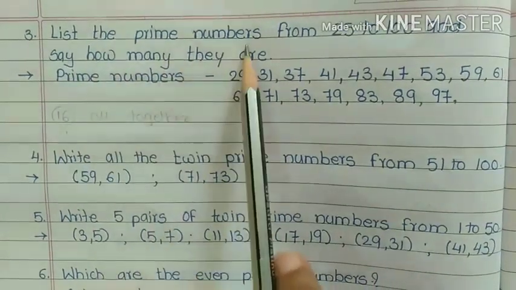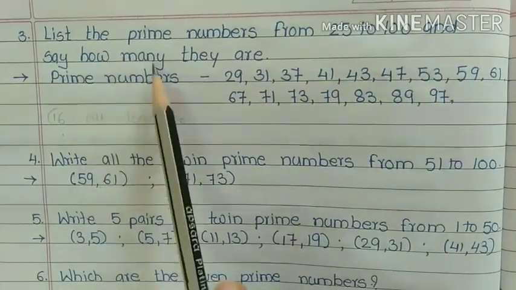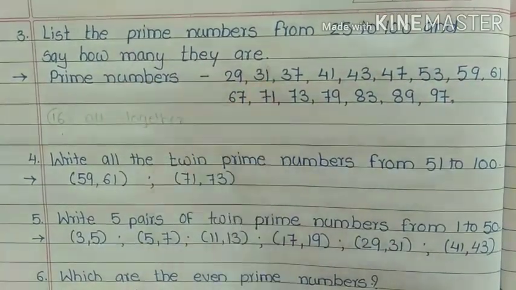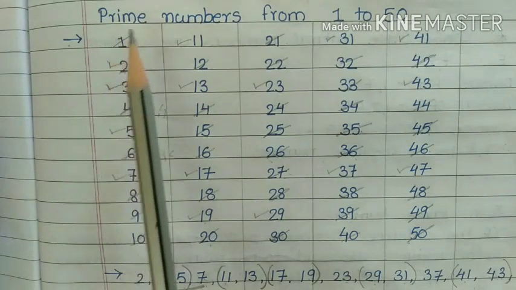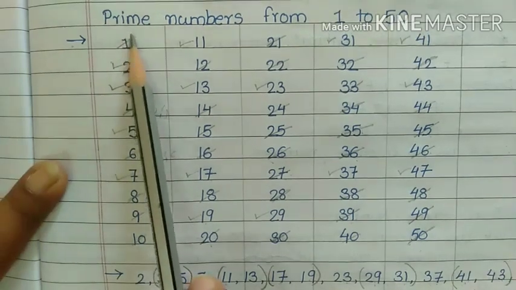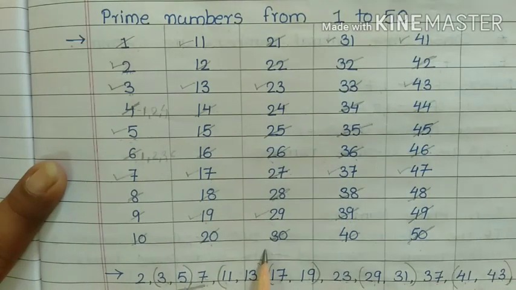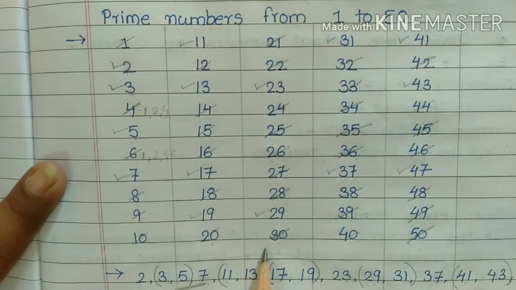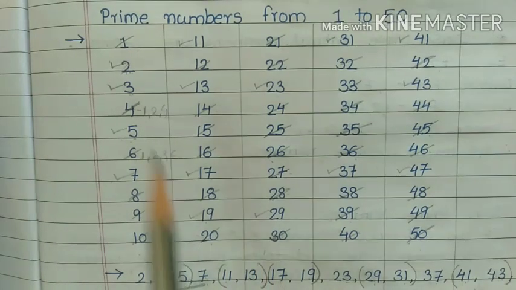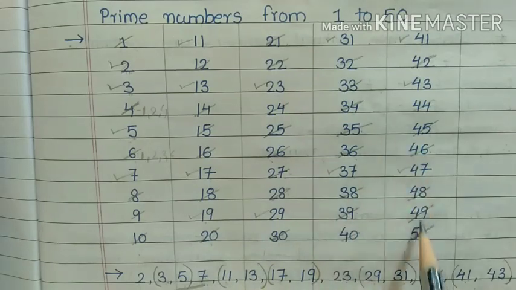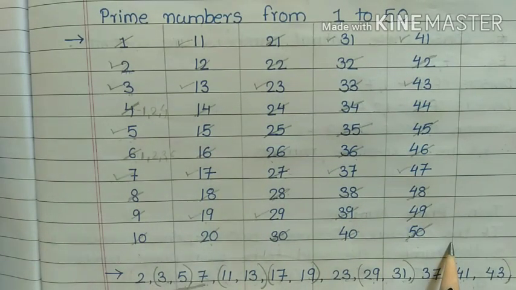List the prime numbers from 25 to 100 and say how many they are. Students, I already taught you how to find out the prime numbers. Okay, the simple method. Use the same method to find out the prime numbers from 25 to 100. Write the numbers properly and then work out which are prime and composite.